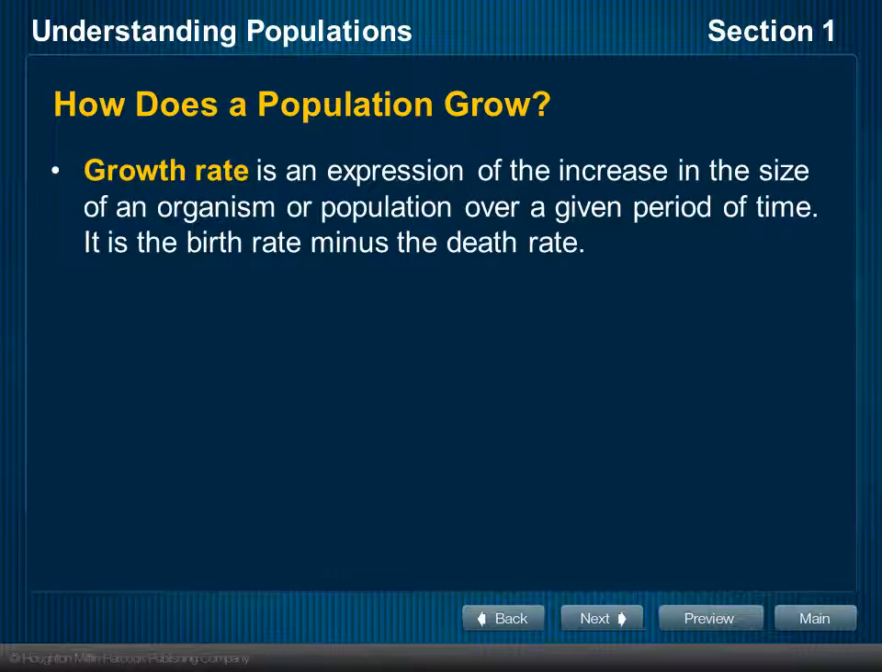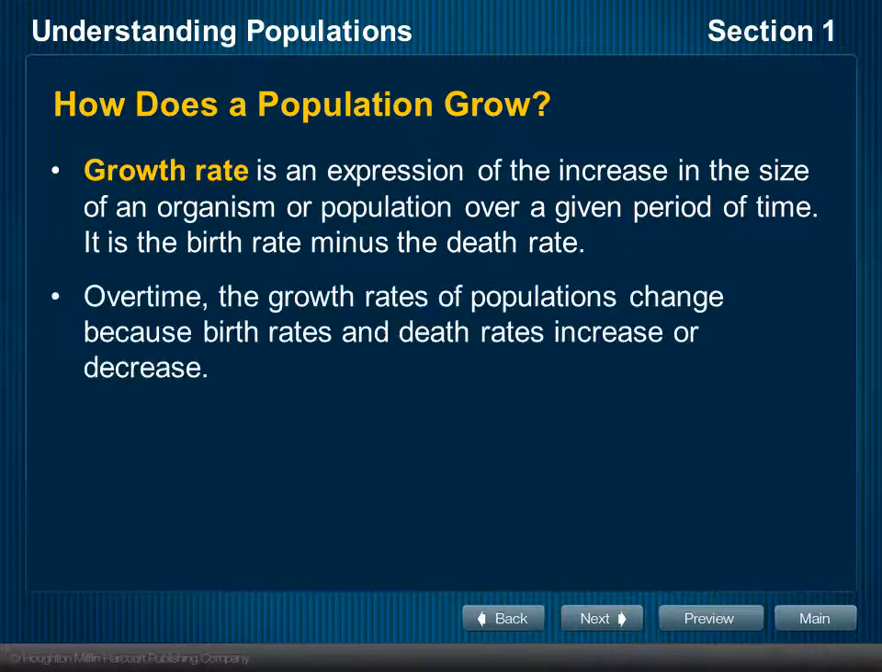Now we can take this further and we can talk about growth rate. Growth rate is a mathematical expression of the increase in the size of an organism or population over a given period of time. Rate is always defined anytime you see rate anywhere in science, anywhere in math, rate is always defined as something over a given period of time. Okay? And so growth rate is going to be the birth rate minus the death rate. Population growth is going to be the births minus the number of deaths, but growth rate is going to be the birth rate minus the death rate.